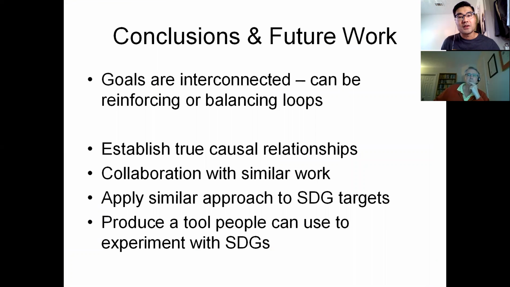The main conclusion we can draw from our preliminary work is that goals are interconnected, and they can either be reinforcing or balancing. So progress in one goal may or may not necessarily be progress in another goal because of the way that they may be connected. Some of the future work that we're looking at: we mentioned the correlation matrix as a proxy for causal connections, so we want to look at how to establish true causal relationships between the 17 goals.